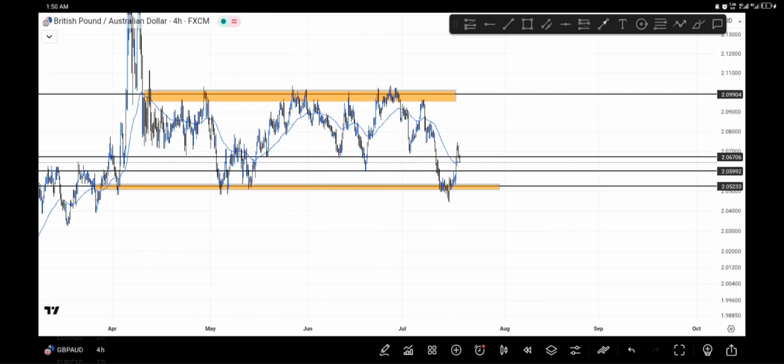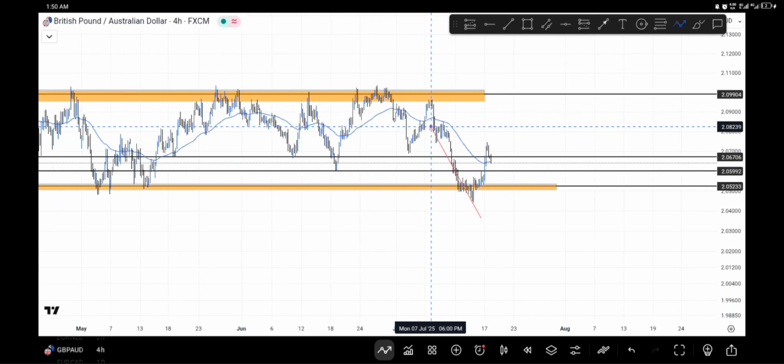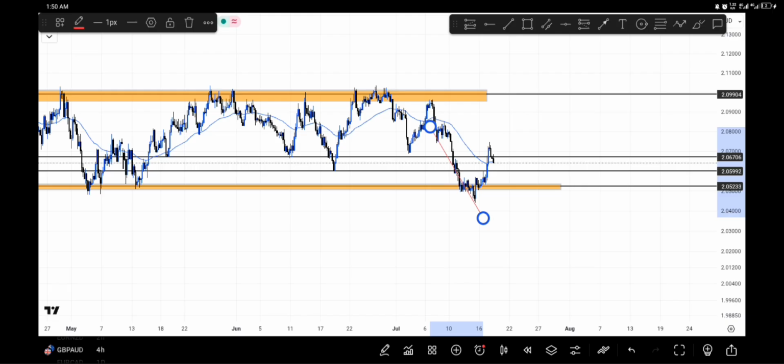There was no strong move, it's almost like a consolidation. So buyers were coming, sellers were coming, buyers were coming, sellers were coming. But we can also see that sellers have been trying to dominate the market, but buyers have been keeping hold of the market still.